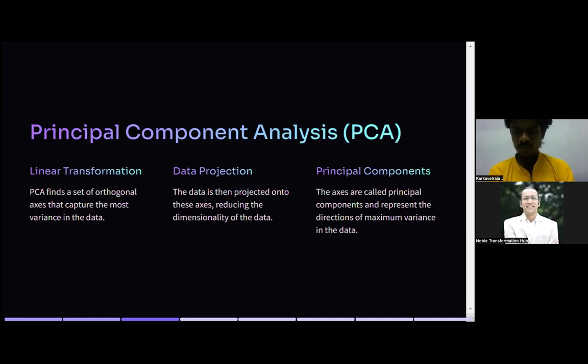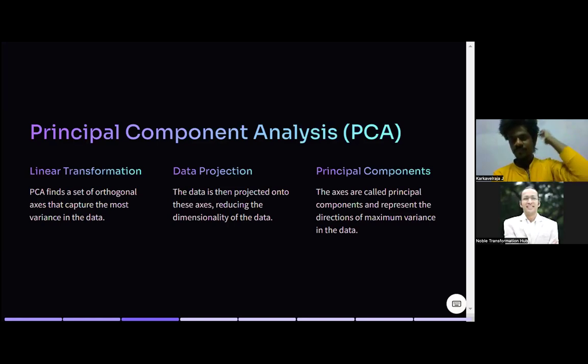The axes are called principal components, and they represent the directions of maximum variance in the data. So this is how we use PCA. At a meta level, what is PCA? It finds orthogonal axes, at right angles, and captures the most variance in the data. Then in data projection, it projects the data onto these axes and reduces its dimension. That happens in the black box, inside the model, so it is not shown to us. We'll use functions and all.